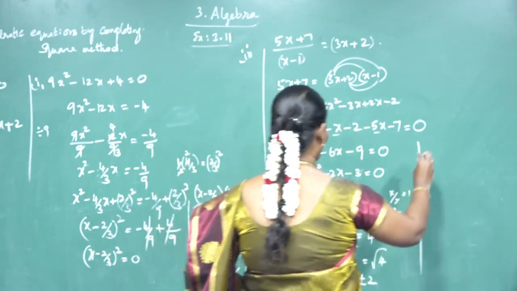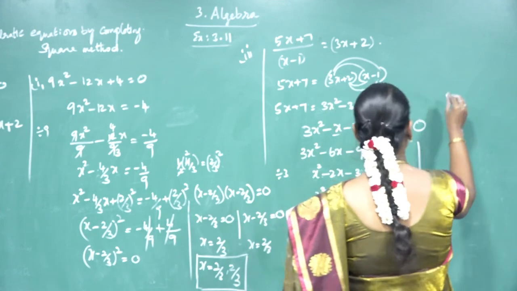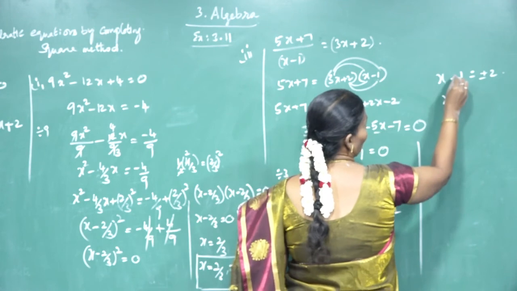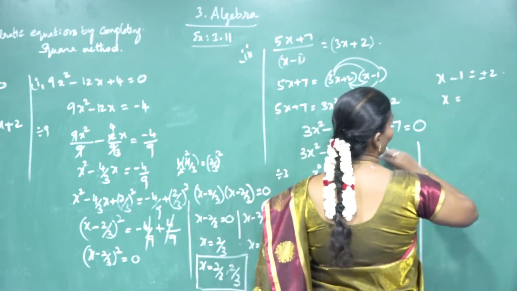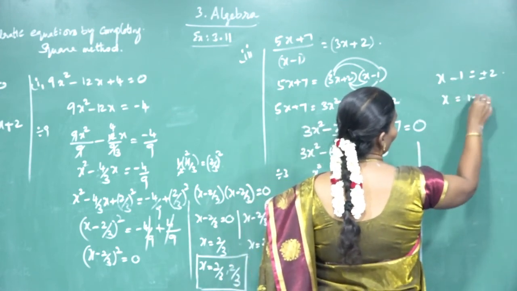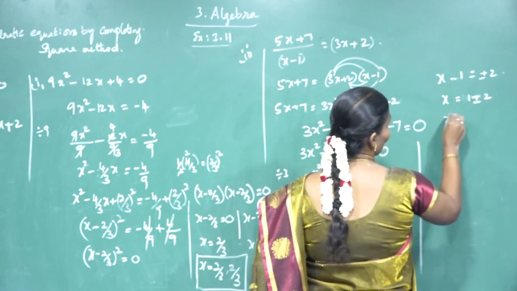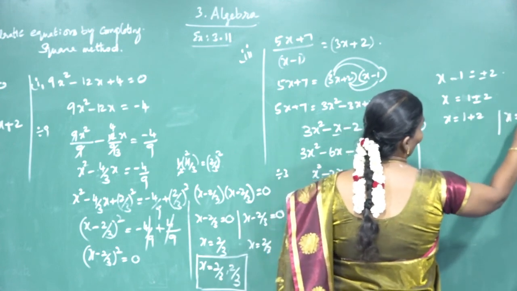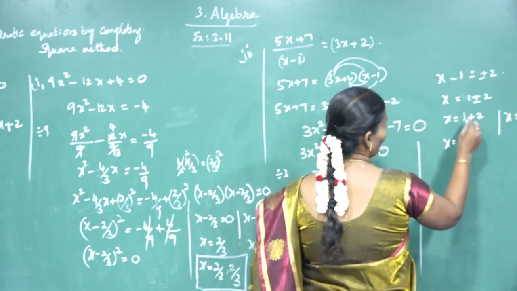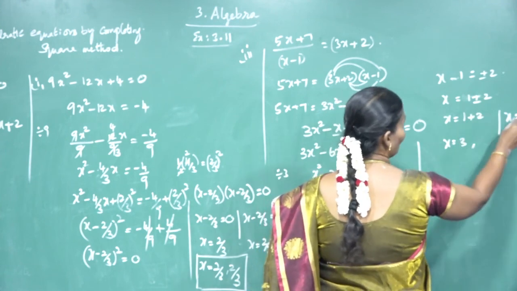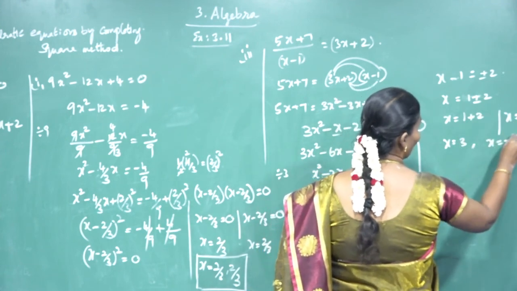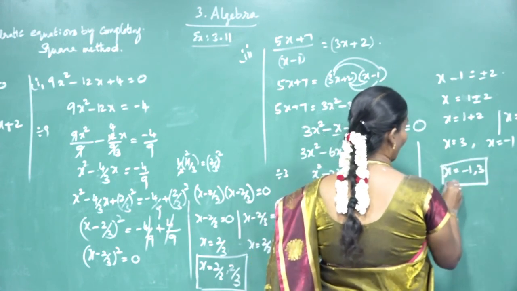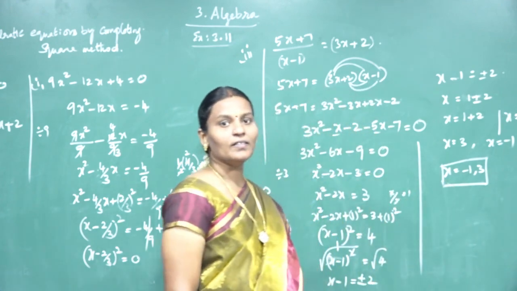Okay. Now we see the next step. x minus 1 is equal to plus or minus 2, isn't it? So this minus 1 you bring to the right side. So x is equal to 1 plus or minus 2. So x is equal to 1 plus 2 and x is equal to 1 minus 2. So x is equal to 1 plus 2 is 3, and x is equal to 1 minus 2 is minus 1. So x is equal to minus 1 comma 3. Okay? Understand, children? Thank you, children.